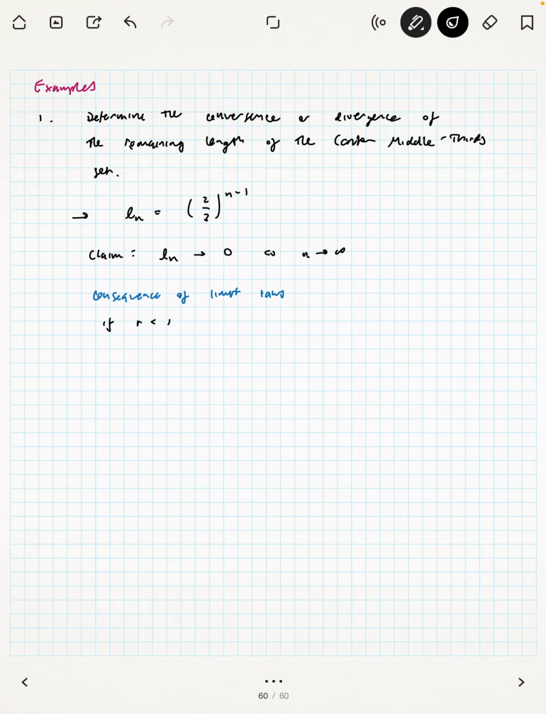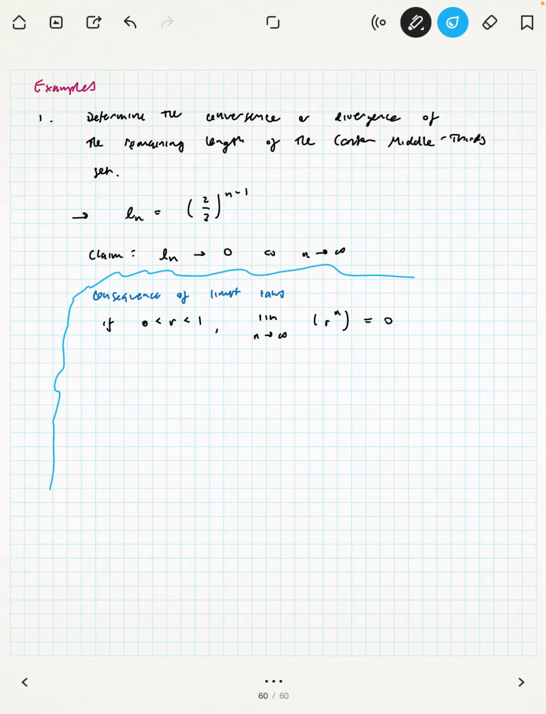If r is between 0 and 1, then the limit of the sequence r raised to the n power is 0. Okay? So this isn't that hard to see, because what is r sub n? So why?